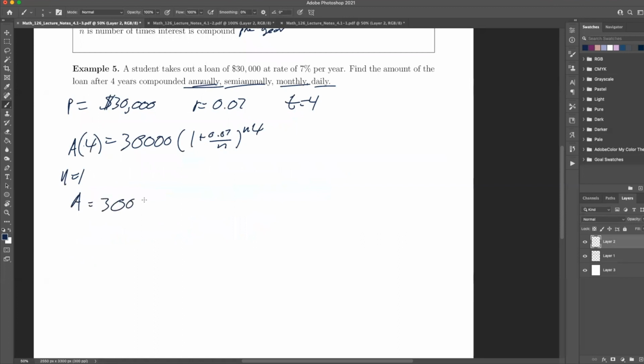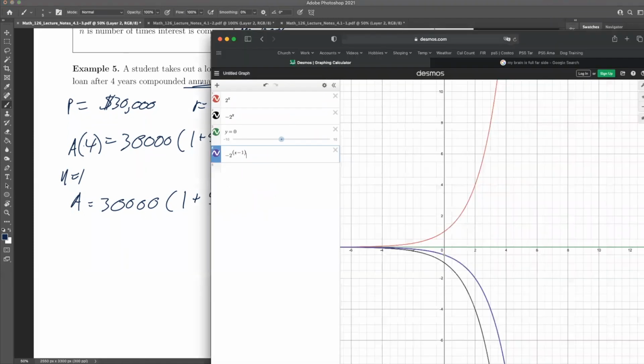So we'll have 30,000 times 1 plus 0.07 over 1, to the power 1 times 4. This is a little bit tricky to type in, so let me show you how to type this in Wolfram.